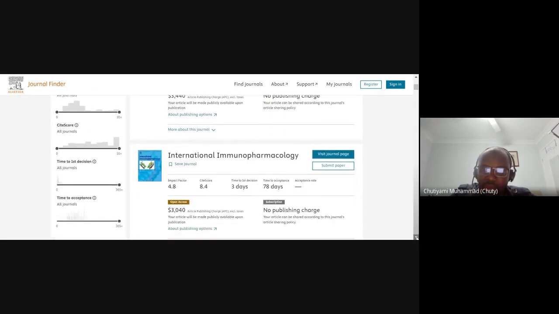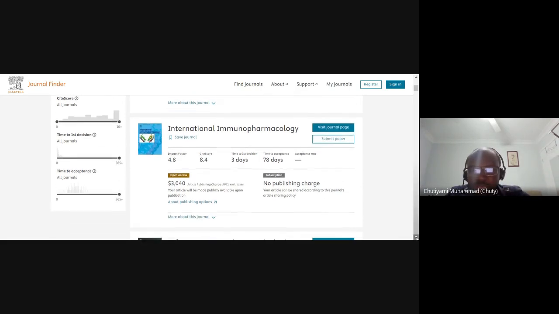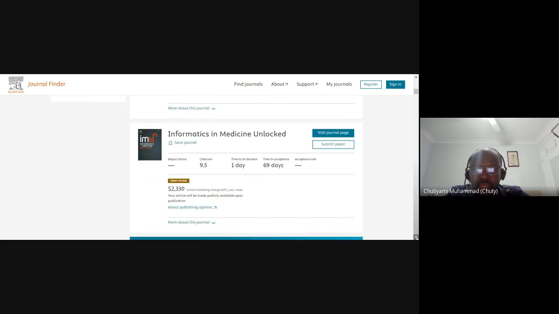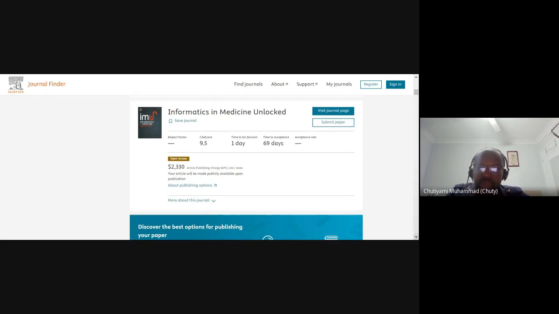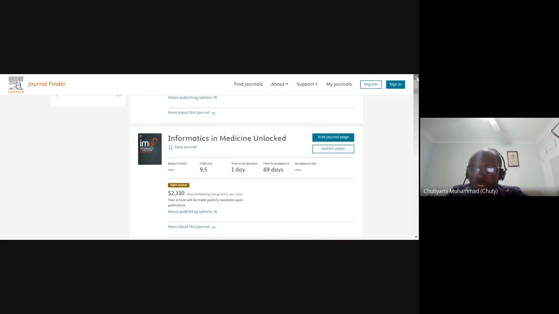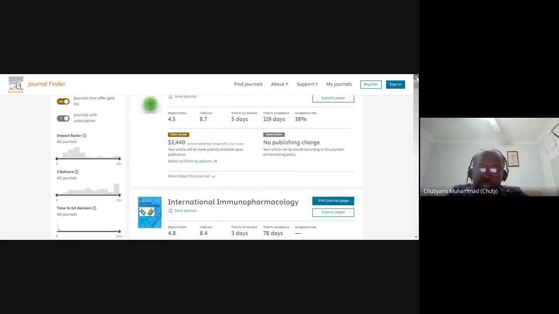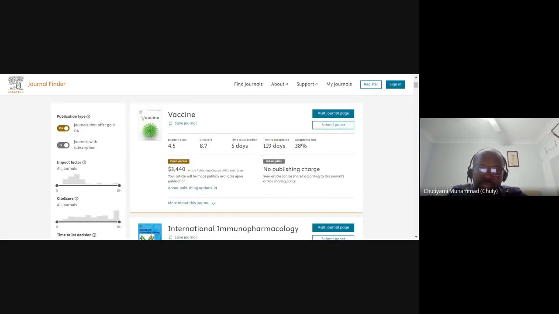And again, I go down to another one. Mostly hybrid. It also shows me how many days this journal takes to respond and tell me whether they will publish it or not. As you can see, 3 days, 78 days. So they make it so easy for you to select. All you need, like this one, is only open access. So you just click on whichever one you think is suited for your publication, and it will take you to the journal website. So you can click on more about the journal.